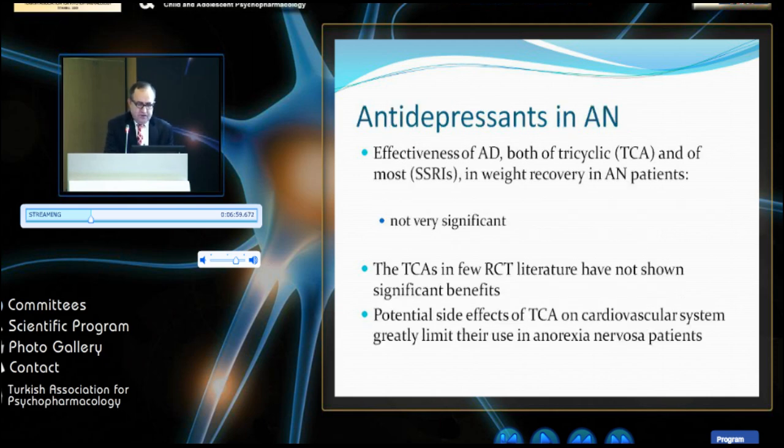Now, tricyclics, and there are some studies, but basically we cannot really use them because of the high cardiovascular contraindications, arrhythmia risks, QTc prolongation risks, and there are the findings for both SSRIs and tricyclics. They are not very helpful in regaining the weight that anorexic patients do lose.